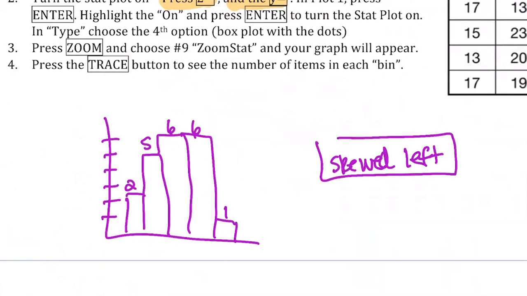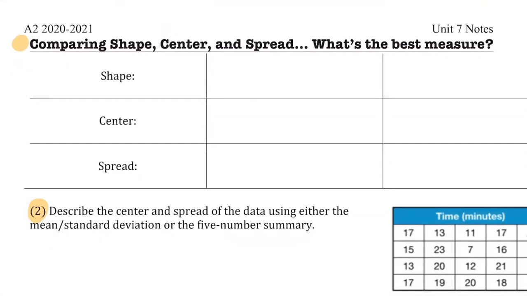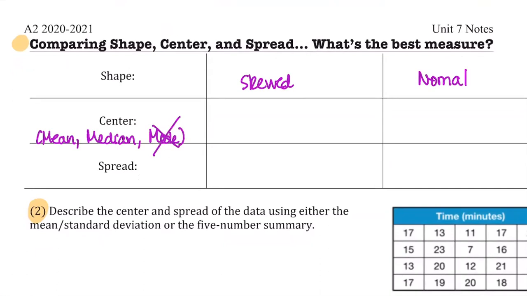Okay. Now, depending on the shape of a specific graph, that's how we can tell what the best center and spread is of any given graph. It's all based on if it's skewed, S-K-E-W-E-D, or if it's normal. Now we have a lot of different centers and spreads, right? For our centers, we have our mean, we have our median, and we have our mode. We do not use the mode. That is the least accurate measure of center of a data set.